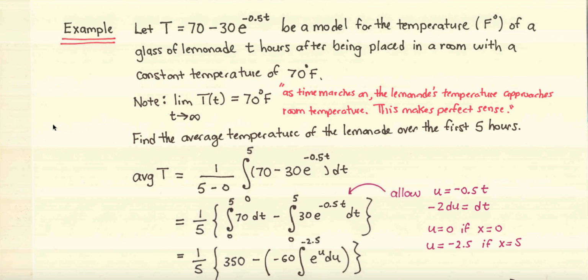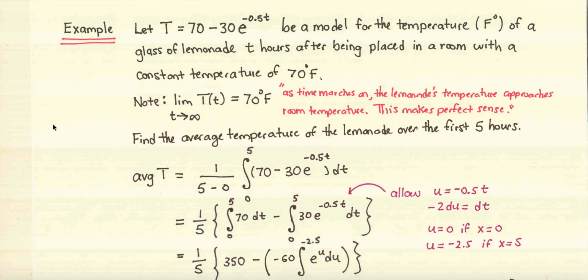Let capital T equal 70 minus 30 e to the negative 0.5 t. Let this be a model for the temperature in Fahrenheit of a glass of lemonade, t hours after being placed in a room with a constant temperature of 70 degrees Fahrenheit. Note that the limit as t goes to infinity, as time marches on, is going to be 70 degrees. That makes perfect sense, because as time marches on, we would expect the lemonade's temperature to approach constant room temperature.